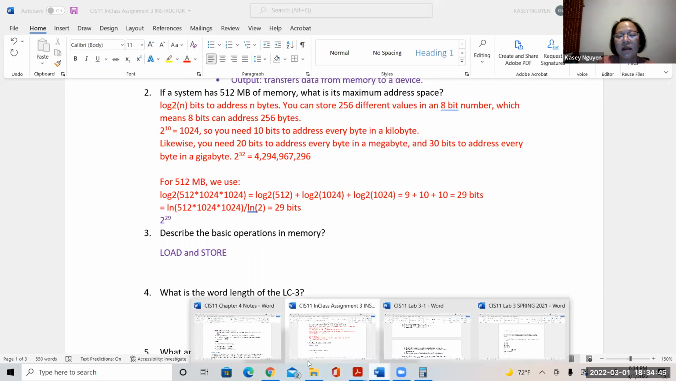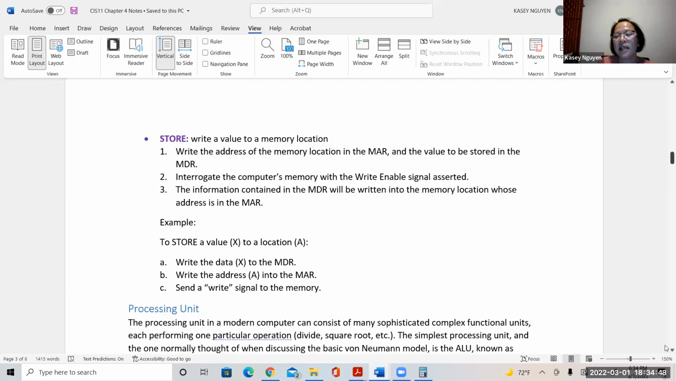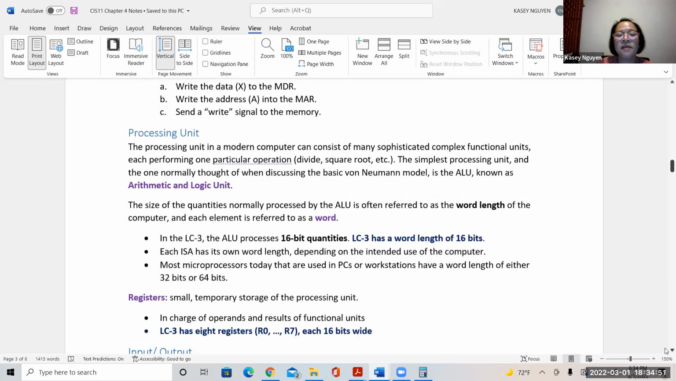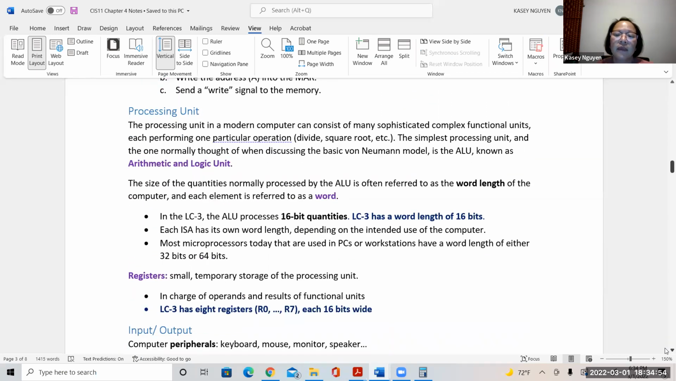So now, after the load and store section, it's going to get into the processing unit, or your CPU. So here, it states that your processing unit in our modern system would have complex functional units, right, to be able to compute for more advanced needs. But in the simplest processing unit, from what we talked about with the von Neumann model, it would consist of what's called the ALU, or the arithmetic logic unit.